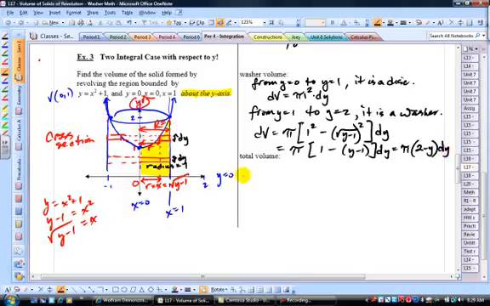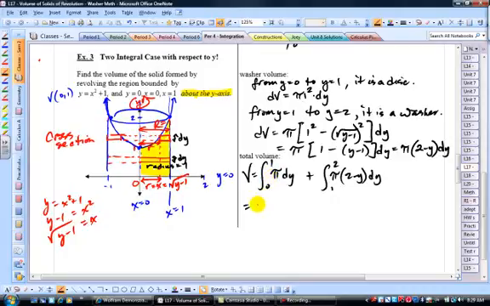So what I'm going to have to do to find the volume is set up an integral, first from 0 to 1, and integrate using my disk method here, which is going to be pi dy, plus my integral from 1 to 2, my washer, because my washers are going to be formed from y equals 1 to y equals 2, and that's going to be pi times the quantity 2 minus y, dy.